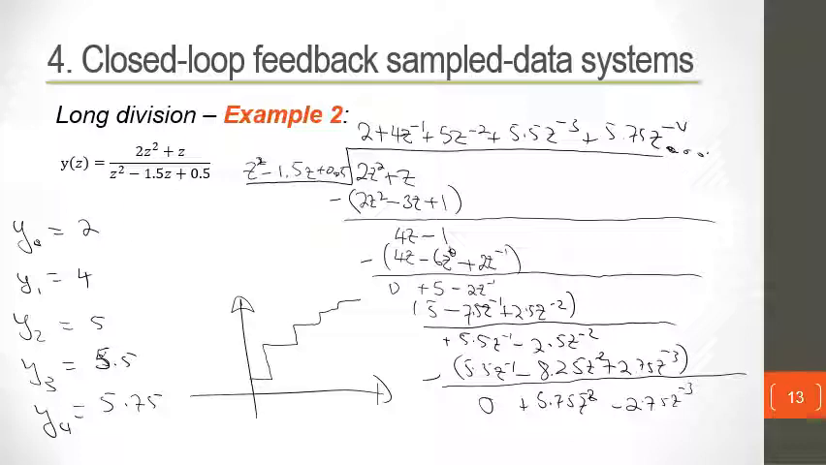So this would be your y(kT) as k increases. So yeah, just make sure that you are able to do this long division. You always divide the first with the first one, and then you multiply that out to get the difference. So that's basically what you get with this method.